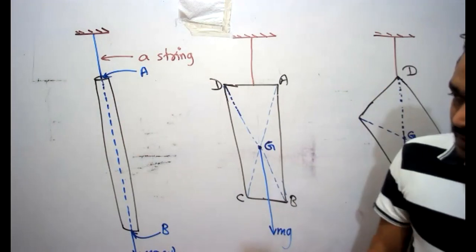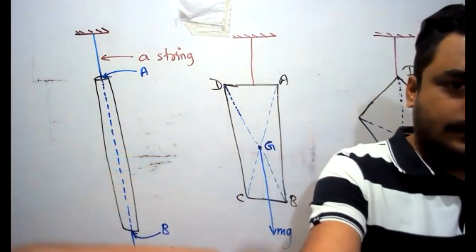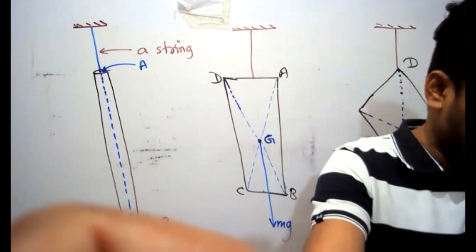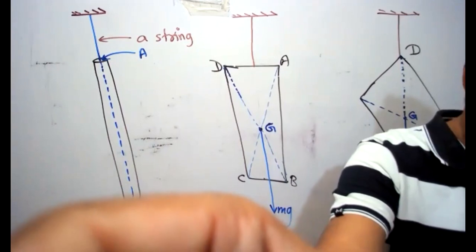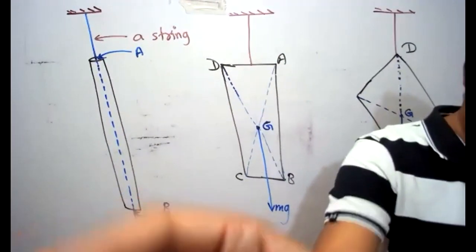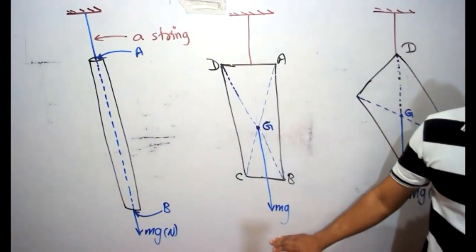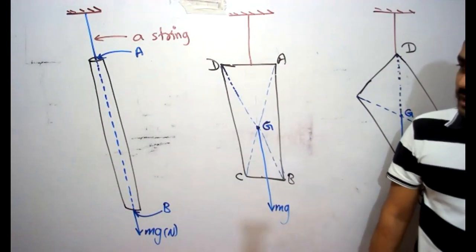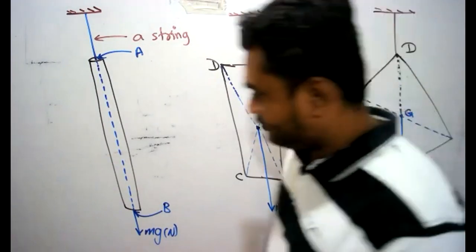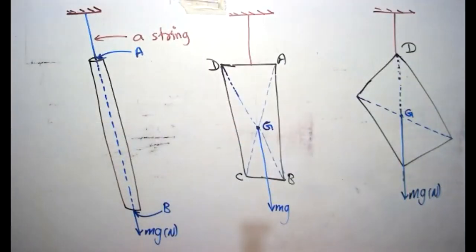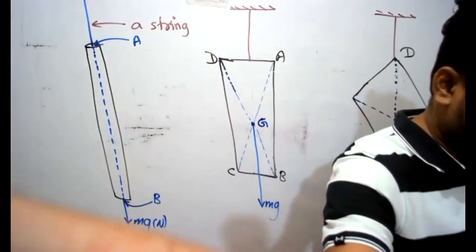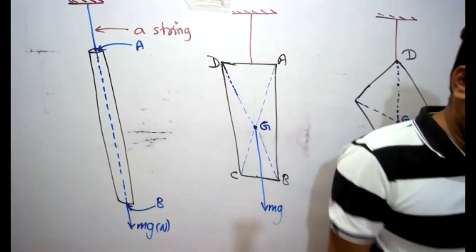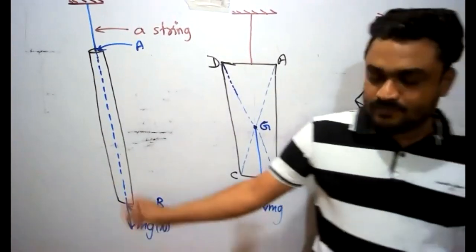First, the given rod is hung vertically by a string as shown in the following figure.